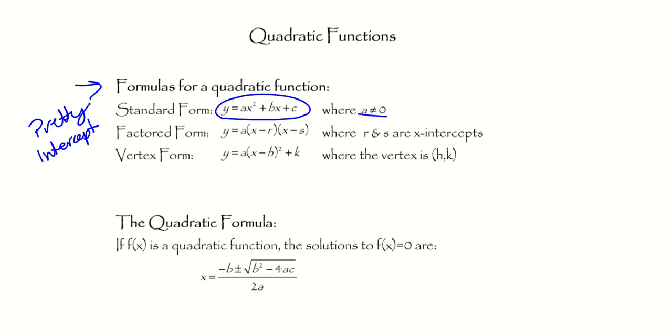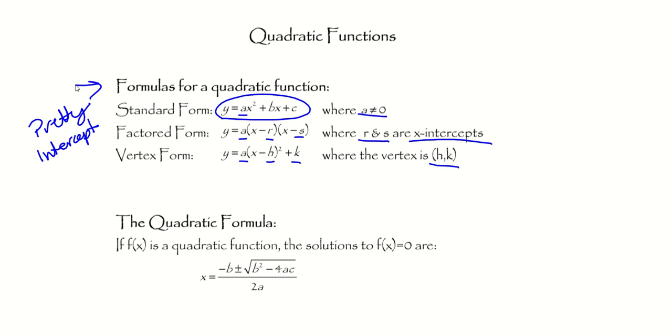We have factored form, which I also call the intercept form. Right. So factored form looks like y equals a, this is the same number for the same quadratic, times x minus some number times another factor of x minus another number, where those numbers, r and s, are your x-intercepts, thus the intercept form. And finally, the vertex form, which is y equals a, same a, times x minus h squared plus k, where the numbers h and k give us the vertex of the quadratic. So obviously, why it's called the vertex form.